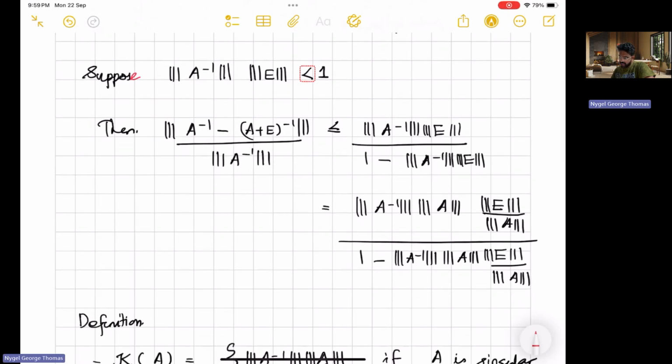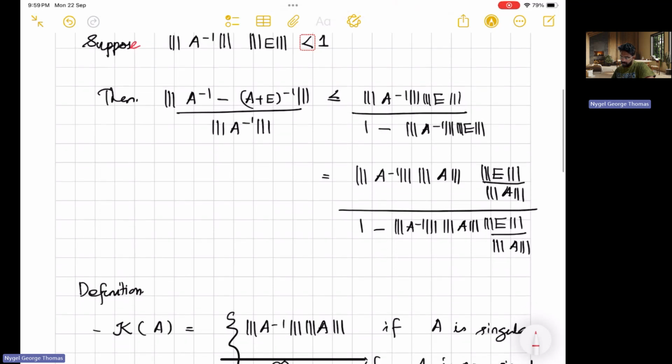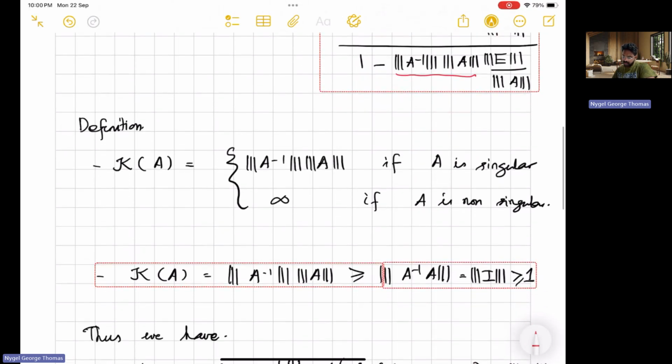Okay, now since matrix norm of A is not equal to 0, you can take matrix norm of A outside, so that we'll get matrix norm of A inverse into matrix norm of A into matrix norm of E divided by matrix norm of A in the numerator, and in the denominator you'll get 1 minus matrix norm of A inverse into matrix norm of A into matrix norm of E by matrix norm of A. So this particular term in the numerator and denominator, we define as the condition number. So the condition number is defined like this.